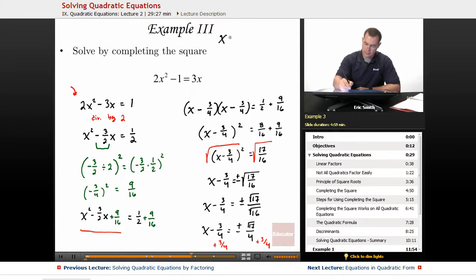So I'll have x is equal to 3/4 plus or minus the square root of 17 all over 4. Which, since these have the same denominator, I'll go ahead and just write them as one large fraction.